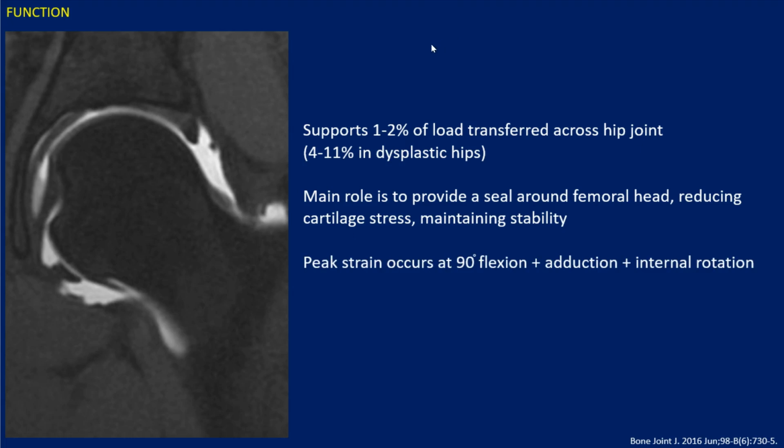Unsurprising when you consider the physical exam for suspected labral tear, peak strain throughout most of the labrum, especially the posterior and anterior components, occurs at 90 degrees of flexion plus adduction plus internal rotation.